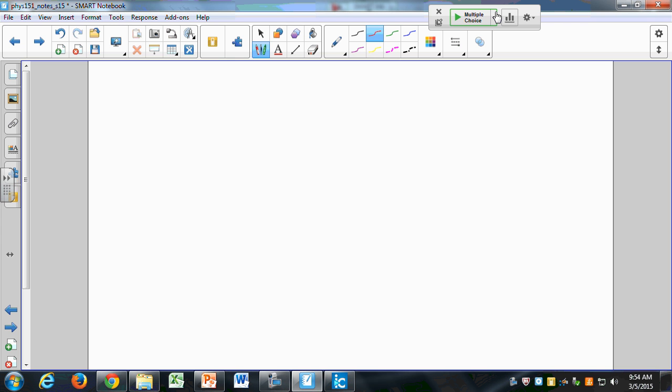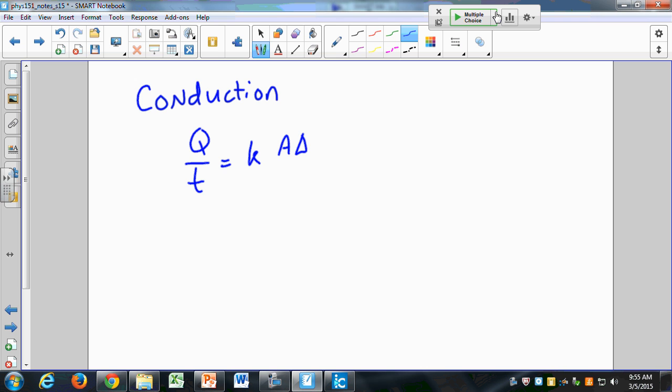When we have energy transfer, there are three different ways that energy transfers. The first of those is conduction. That's like me putting a marshmallow fork into the fire. Conduction comes about by direct contact, and we can calculate the amount of energy transfer as Q over t equals k times the area times the change in temperature over the distance.